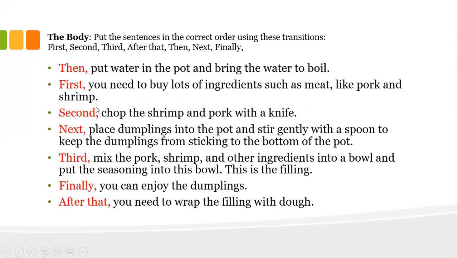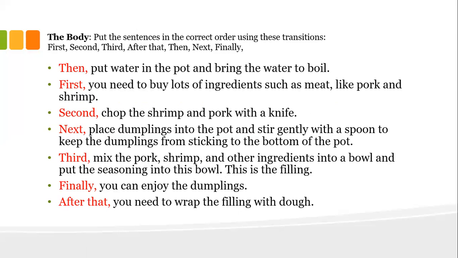Okay. Third, again, what do I do with this pork and shrimp? I mix the pork and shrimp and all the other ingredients in a bowl. Make the filling. That's the third. Okay. So now I have filling. What am I going to do with that filling? Okay, I'm going to wrap the filling with dough. So after that, you need to wrap the filling with dough.